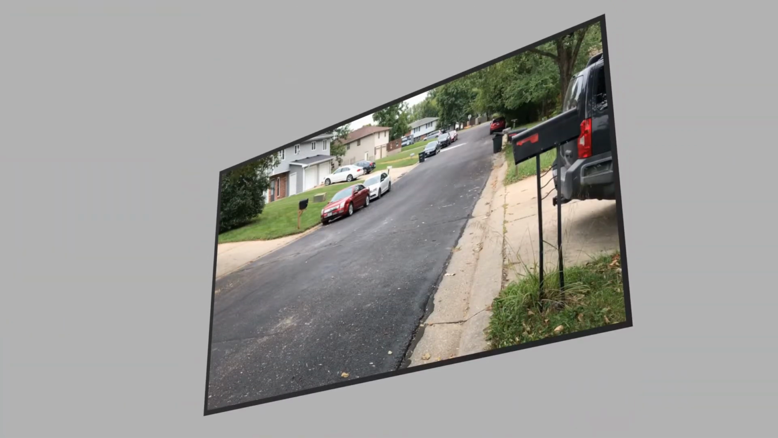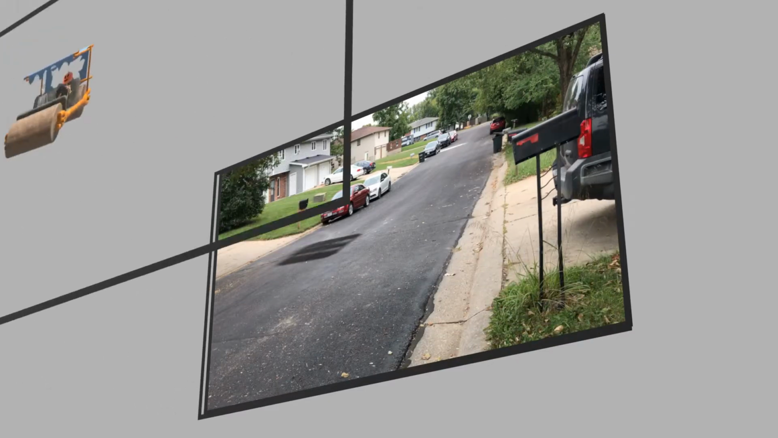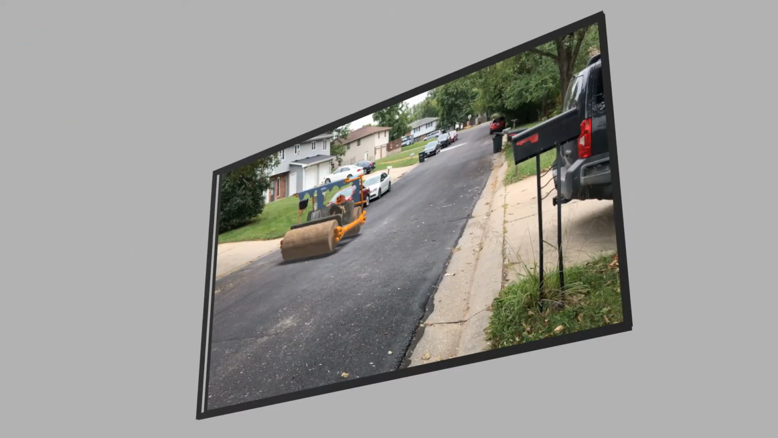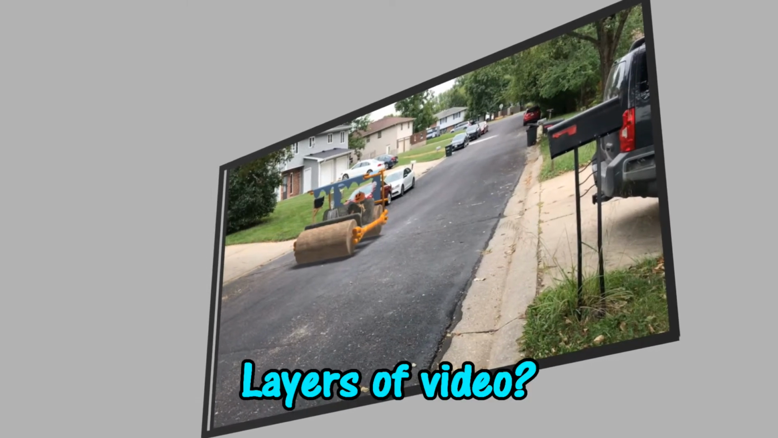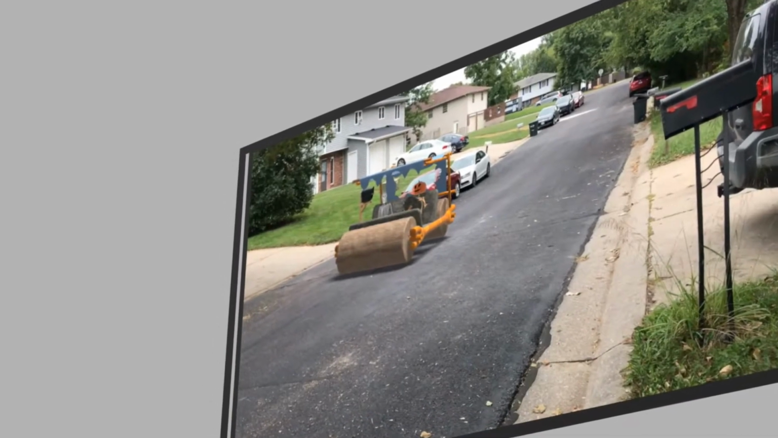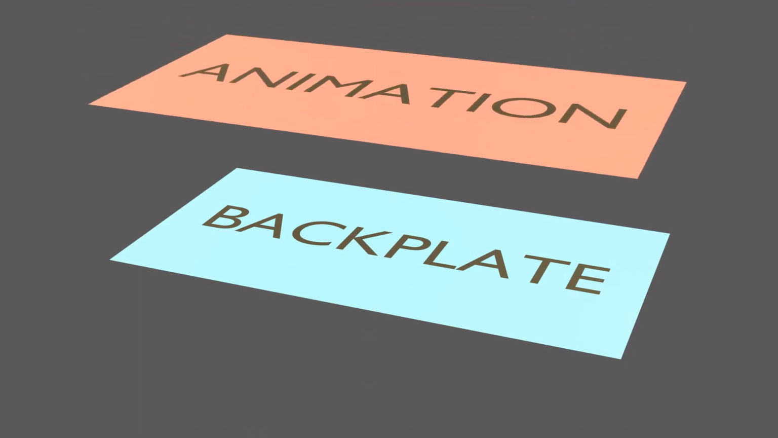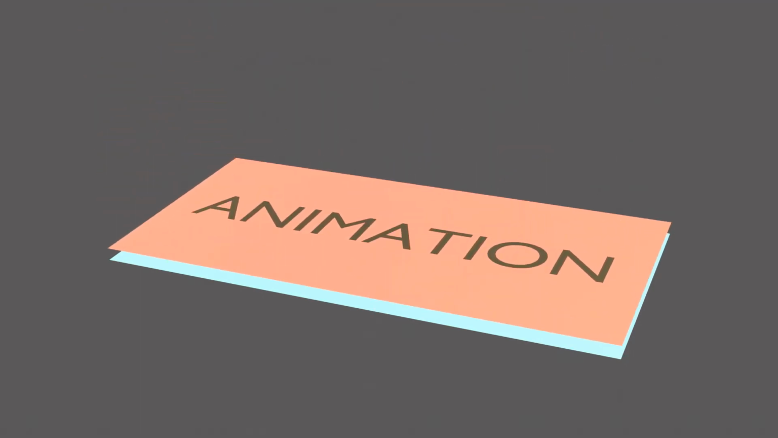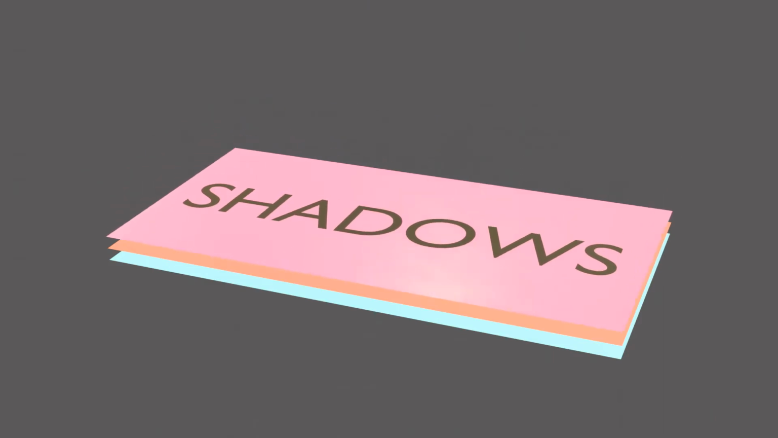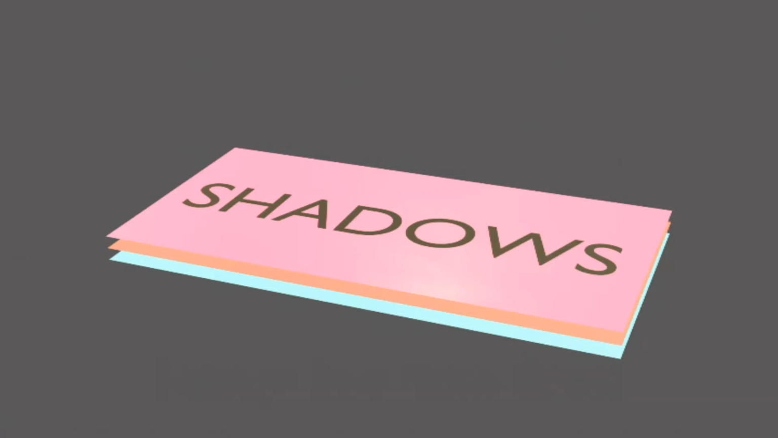Once we shoot all the scenes, we have several videos. Now all those shots or videos need to be put together into one video. This is step 2, which is called compositing. All these videos are layered, one on top of the other, with the live footage always on the bottom, and it is called the backplate. Then on top of that, there is the animation and the shadows. These 3 are the 3 I always have in my Jack videos.